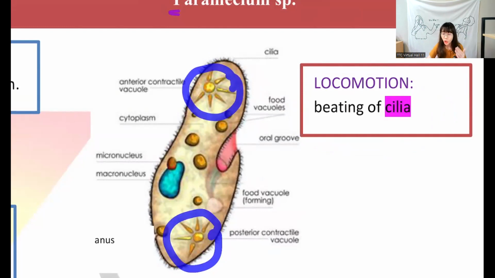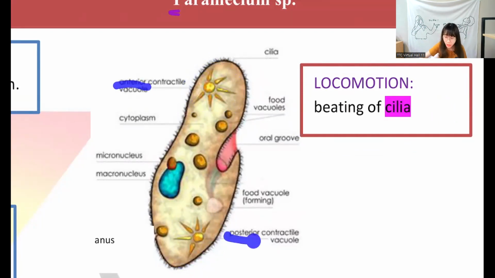Do you have to write anterior and posterior? You don't need to write anterior and posterior. But what is the meaning of anterior? Anterior means front. Up is superior. Front is anterior. Posterior means the back part. So anterior means the front, posterior means the back part. You don't need to write anterior and posterior. You just have to write contractile vacuole, that's all.